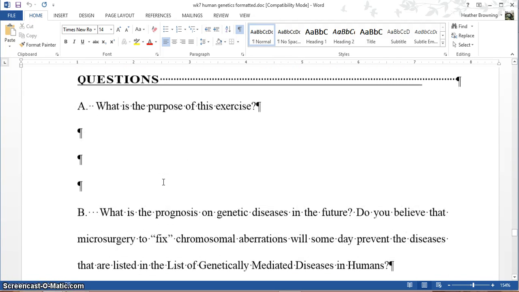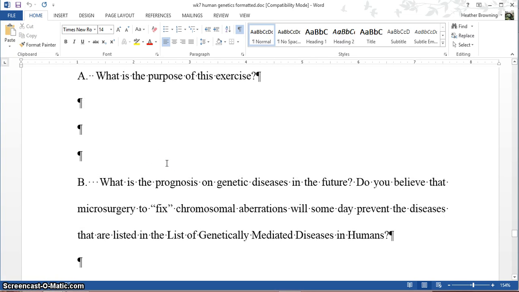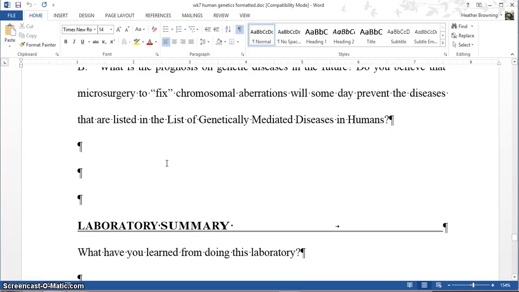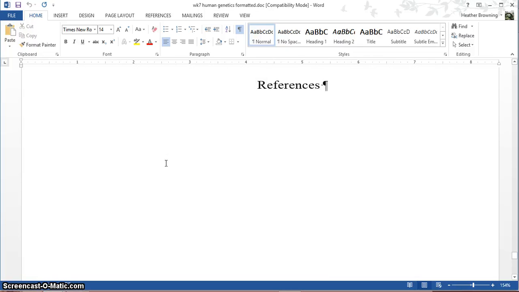And so then it has a blank page for you. So what was the purpose of this? Hopefully to understand stuff. There you go. And then what prognosis on genetic diseases in the future? Would you use microsurgery to fix it? And then lab summary. So that one's really nice and easy.